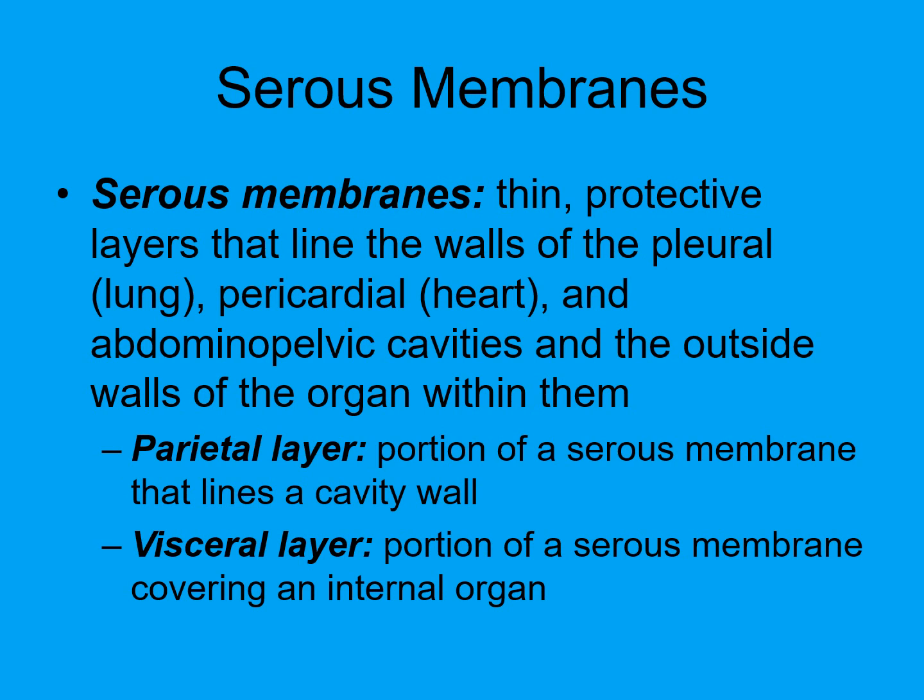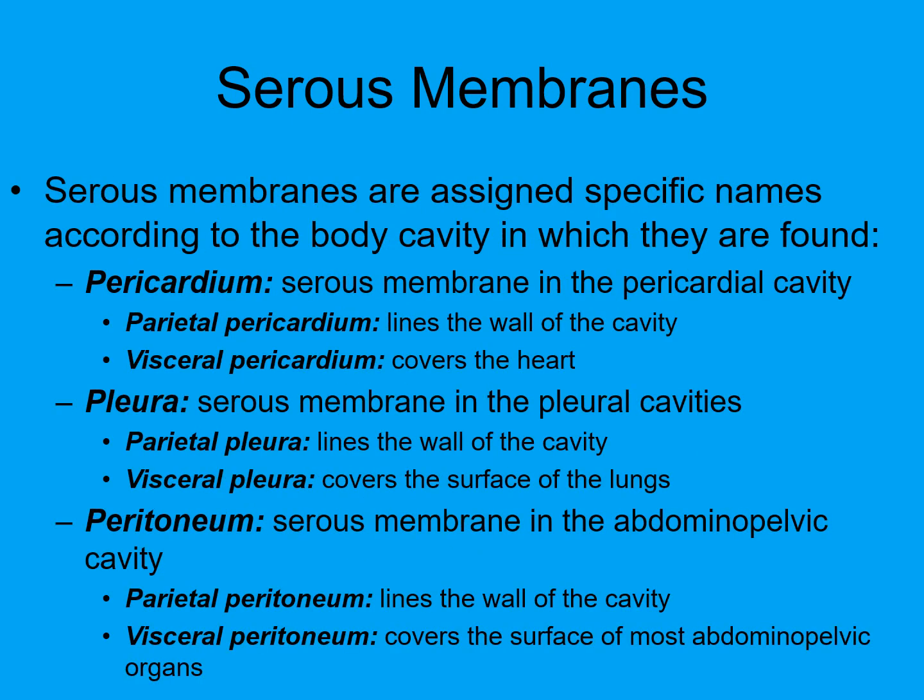The parietal layer is the part of the membrane that lines the cavity wall, and then the visceral layer is what is covering the internal organ. It's kind of like a double layer. Sometimes we give these membranes specific names depending on where they're found. So the pericardium is going to be around the heart. The pleural is going to be around the lungs.